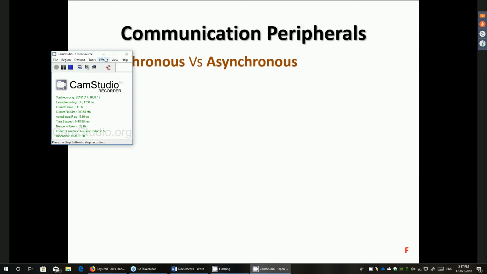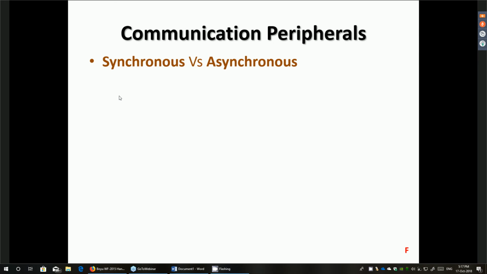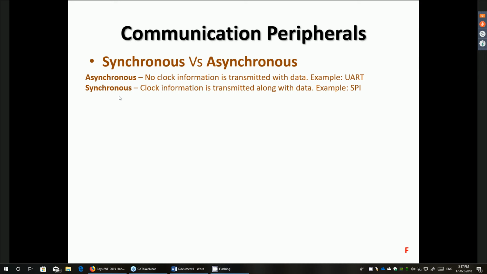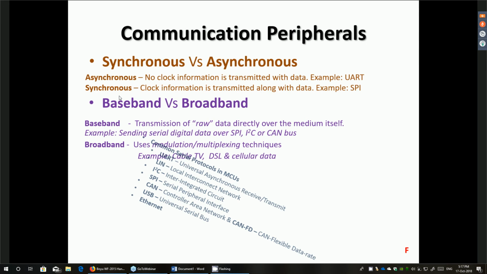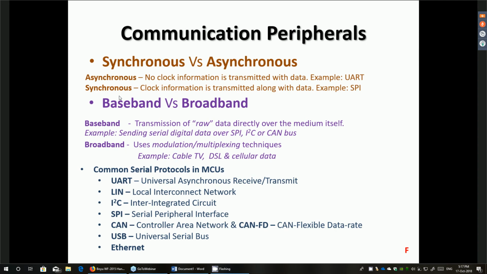About communication peripherals, how to choose a microcontroller based on communication peripherals. Here I'd like to challenge students about the difference between synchronous communication and asynchronous communication. I'm sure I don't have to explain all this. You probably have all this as part of your curriculum. I do like to talk a little bit about baseband and broadband, because I want the students to be able to differentiate a serial protocol. I want them to be able to identify if a particular protocol falls under baseband or broadband.